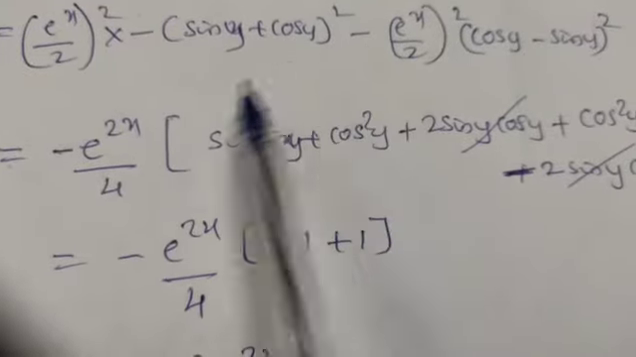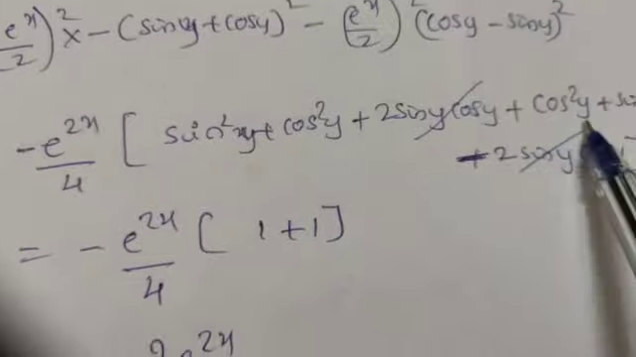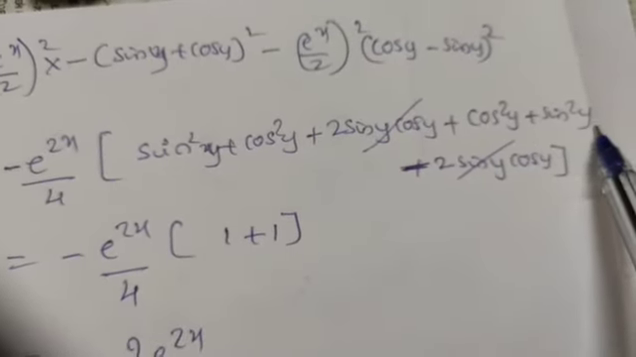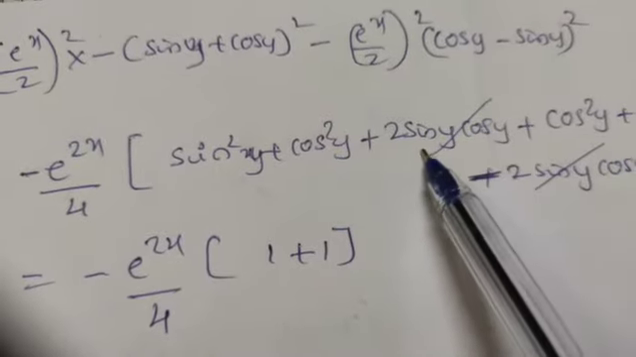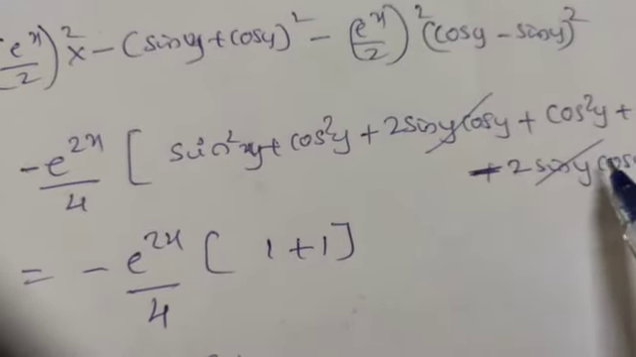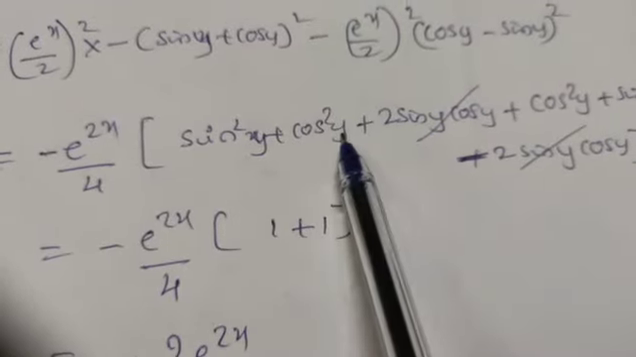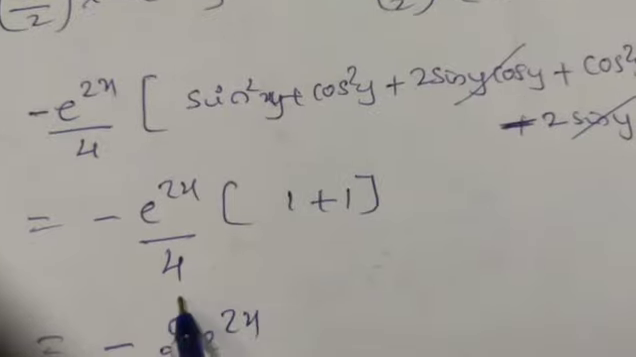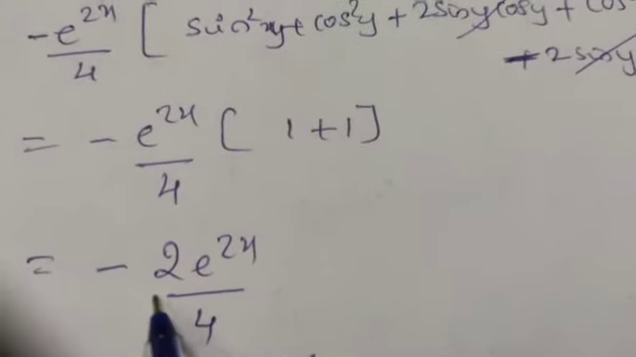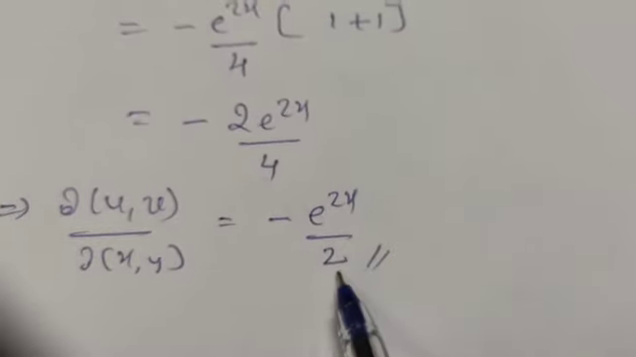Here also I have taken the minus sign common. It becomes plus. This is a minus b whole square. So it is cos square y plus sin square y minus 2 sin y into cos y. Here plus 2 sin y cos y and minus 2 sin y cos y get cancelled. So after adding these, cos square plus sin square is 1. Here also cos square plus sin square is 1. So e raised to 2x divided by 4 into 2, 2 into 2 is 4. It equals minus e raised to 2x divided by 2.